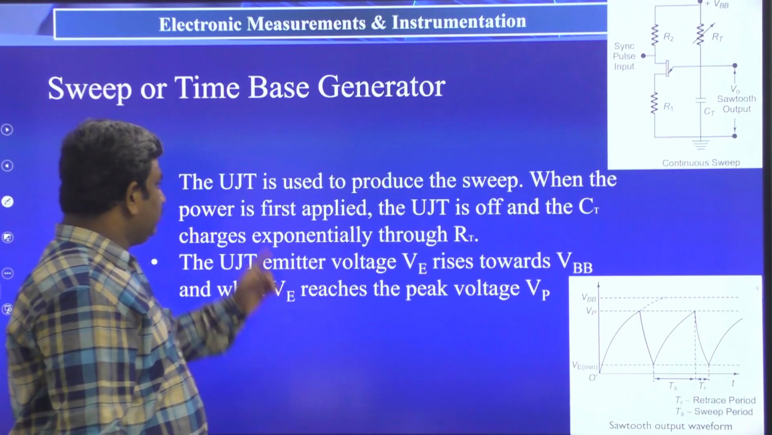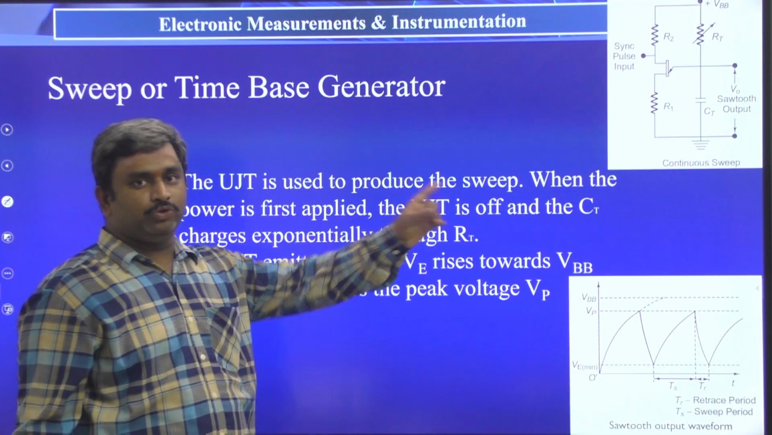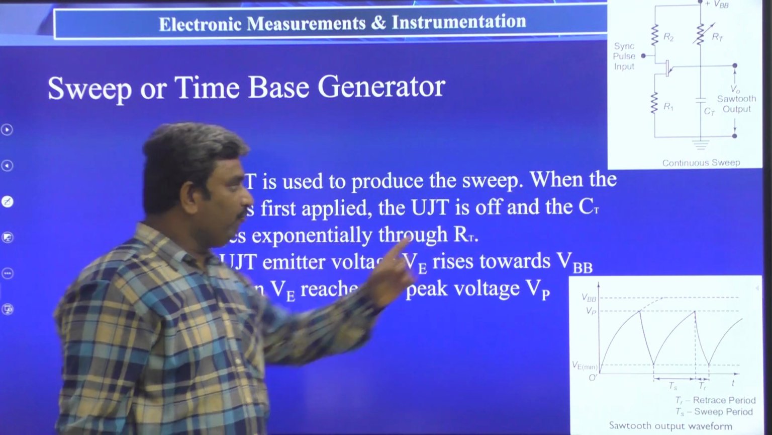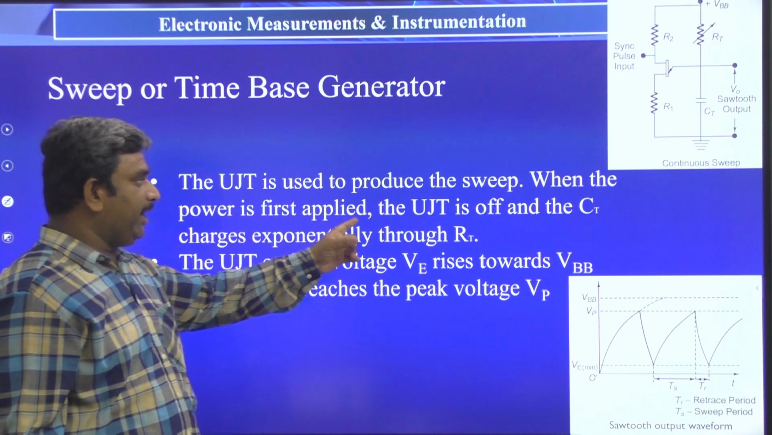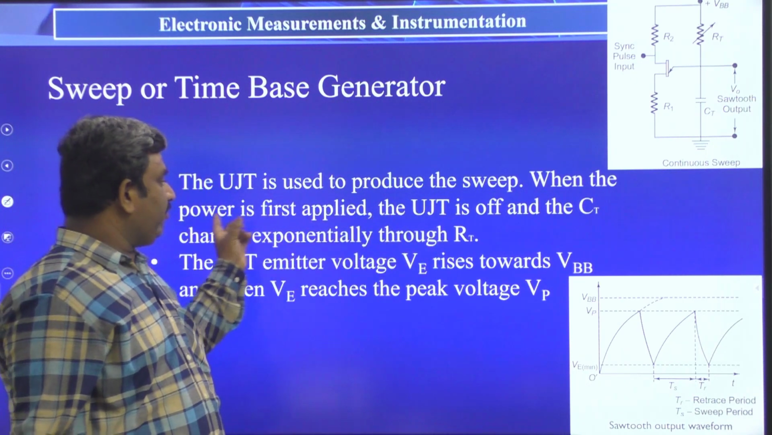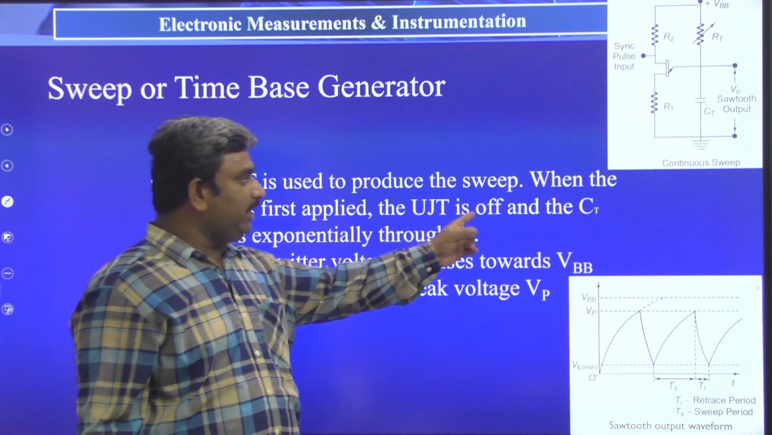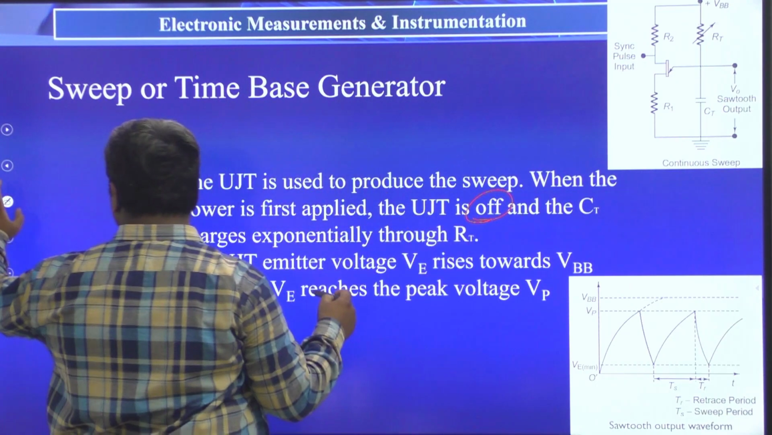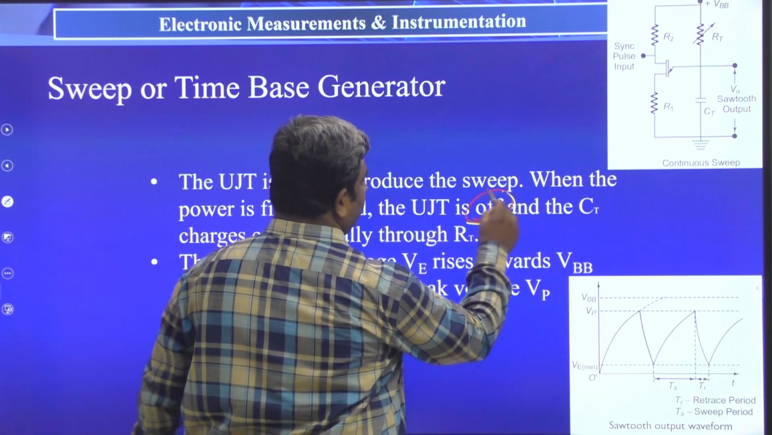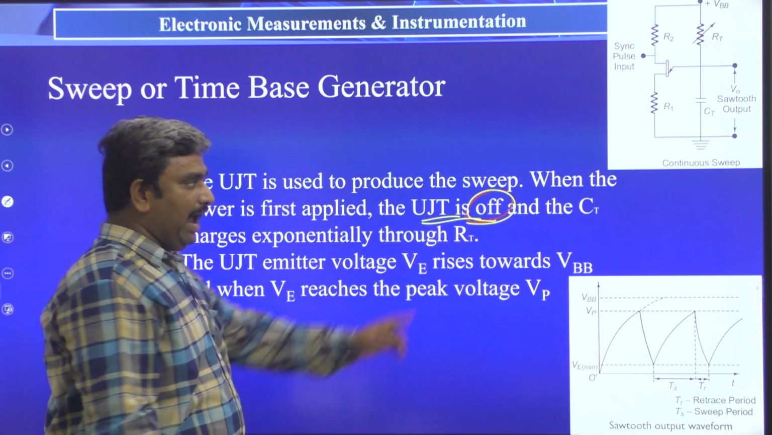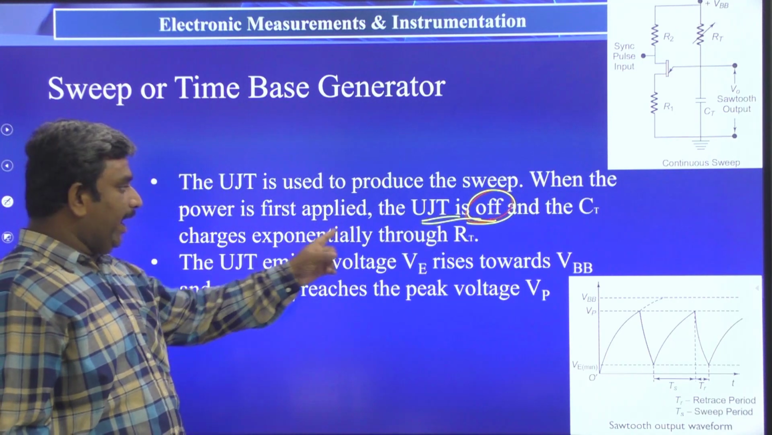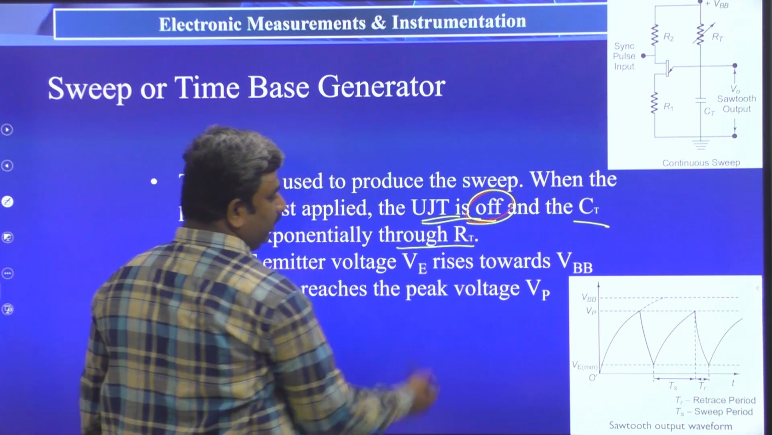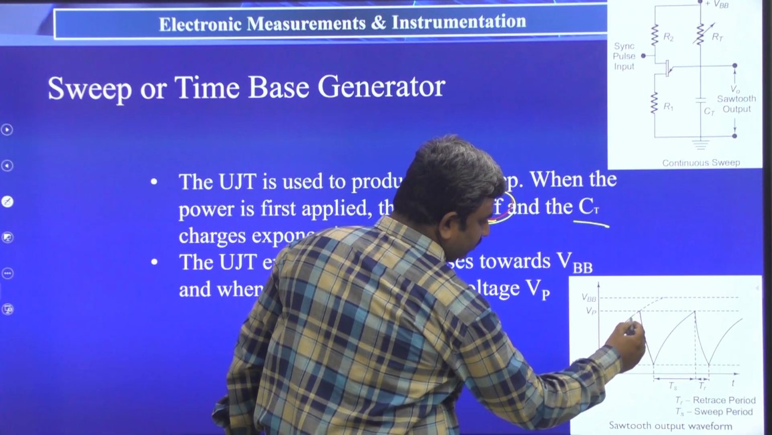Let us see the operation. The UJT is used to produce the sweep. Here in this circuit, the UJT transistor is used to produce the sweep. When power is first applied, the UJT is in the off position, and CT charges exponentially through RT. Then we will get this waveform.